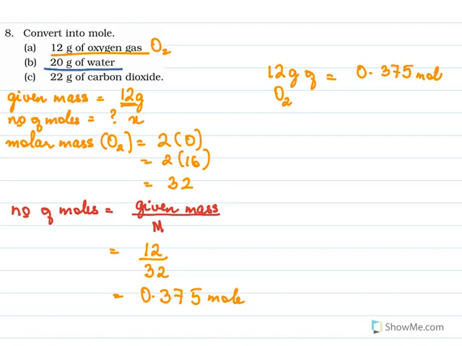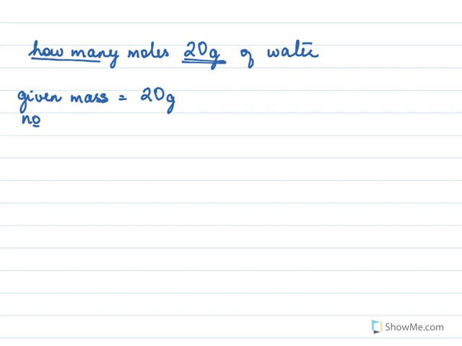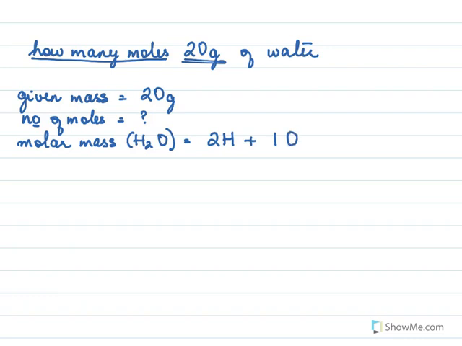Next we'll find how many moles in 20 gram of water. How many moles in 20 gram of water? So we have 20 grams. So given mass is 20 gram. Number of moles we need to find. So number of moles is our question, and molar mass. Molar mass of water, that is H2O. 2 hydrogen plus 1 oxygen. Hydrogen is 1, oxygen is 16. So 2 plus 16, 18 gram.